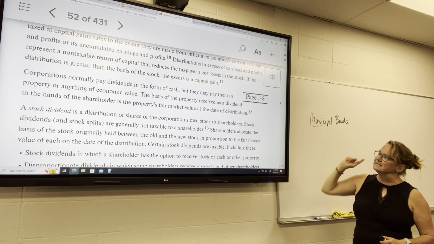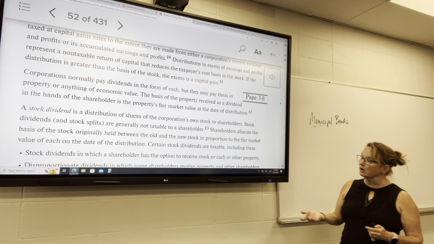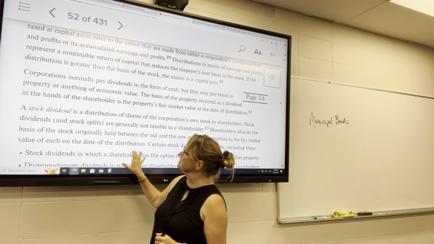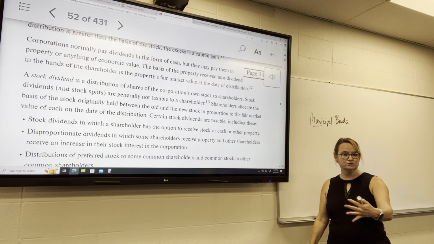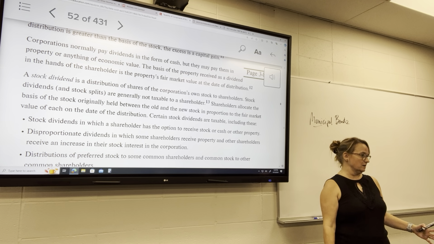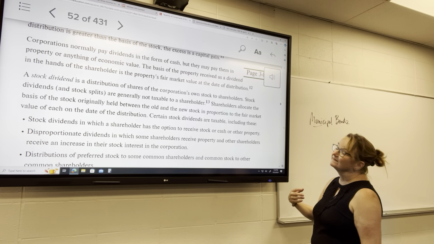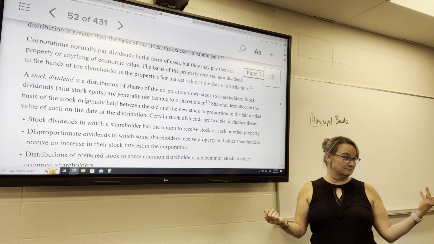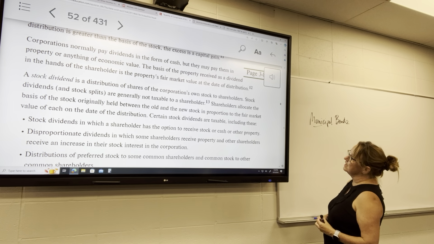Usually dividends are paid in cash, but there are some instances where they can be paid in property as well, or in the form of stock. A stock dividend is just a distribution of more stock. So I own 10 shares of stock. The company is paying a dividend of 1 share for every 10 shares you own. Now I own 11 shares of stock. Instead of getting cash, I got an additional share of stock. It doesn't cost the company anything, really. It doesn't cost them any cash to issue that additional share of stock.